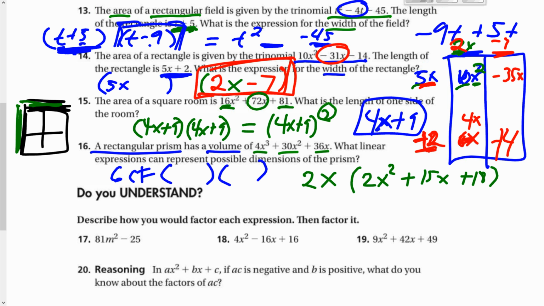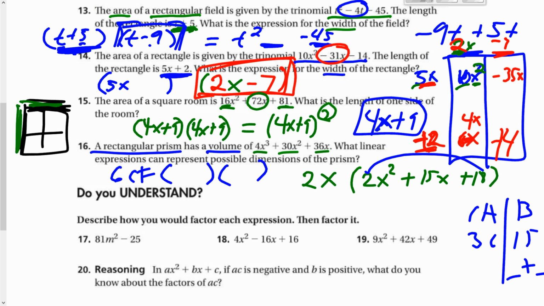Now I can go ahead and do CAB. So c times a is 36, because 2 times 18 is 36. My b is positive, so these are both positive, so that means we're going to be adding, and both the numbers that we found are positive. So what times what is 36 but adds to 15? So that is 12 and 3.